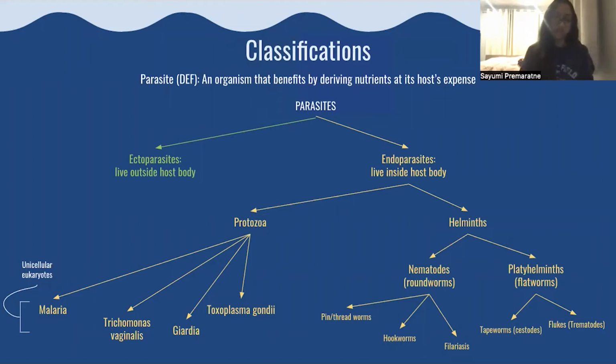They're just like worms. And so in protozoa, the four key ones that you need to know are malaria, Trichomonas vaginalis, Giardia, and Toxoplasma gondii. And then with your helminths, you need to know your roundworms and your flatworms. Also just know the alternative words. So nematodes and roundworms mean the same thing. And then under roundworms, you have pinworms, hookworms, and filariasis. And then under flatworms, you have tapeworms and flukes.